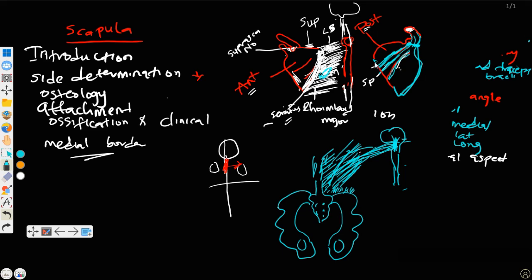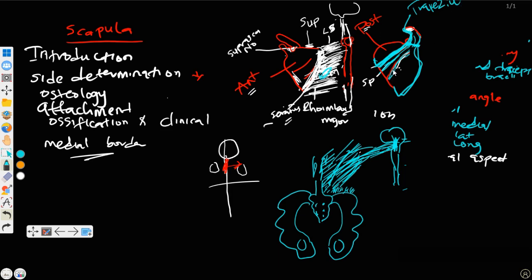So the trapezius is going to get attachment at the upper border of the spine, throughout the whole course of the upper lip of the spine. The trapezius is going to get attached like this at the upper lip, all the way till the acromion process, even the upper border of the acromion process. That is how the trapezius muscle gets attached.